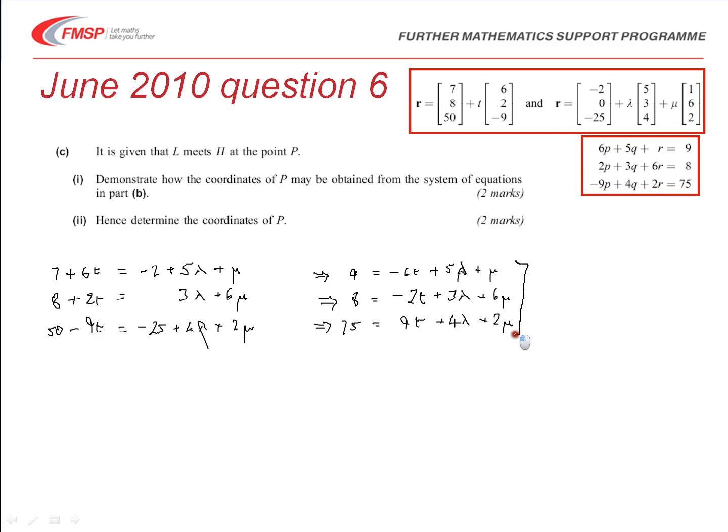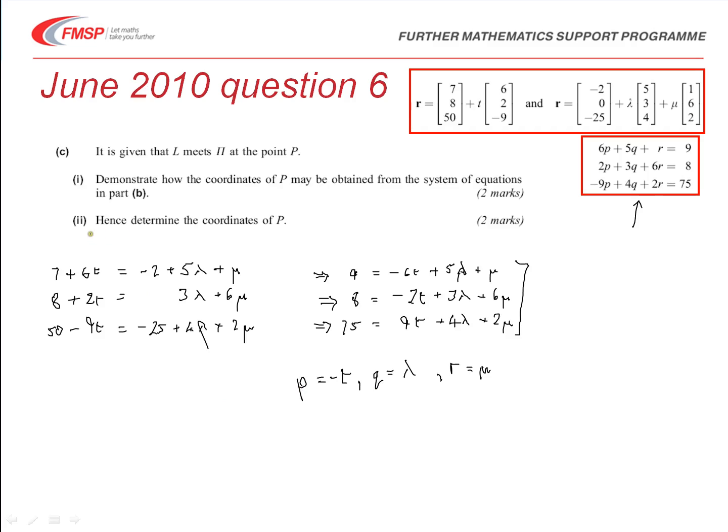And if you compare that with the system that we had before, they are very similar in that R corresponds to mu, lambda corresponds to Q, and P corresponds to negative T. So there is a direct connection between the two.